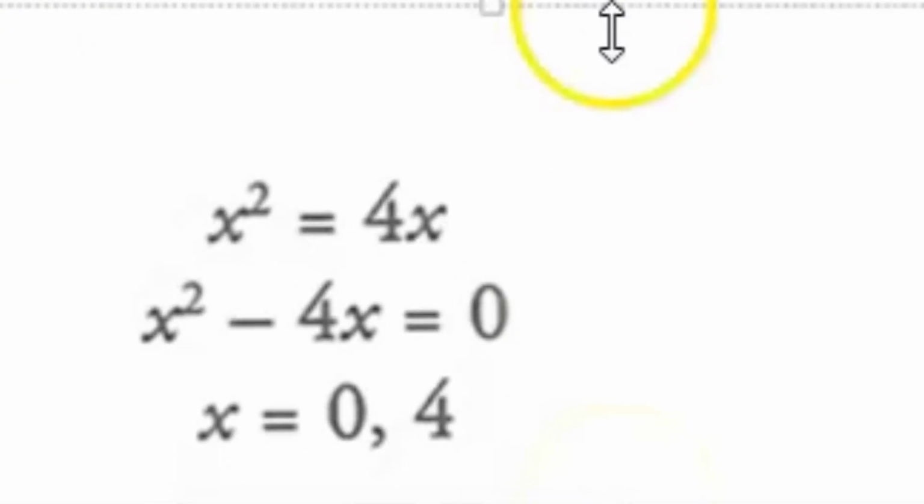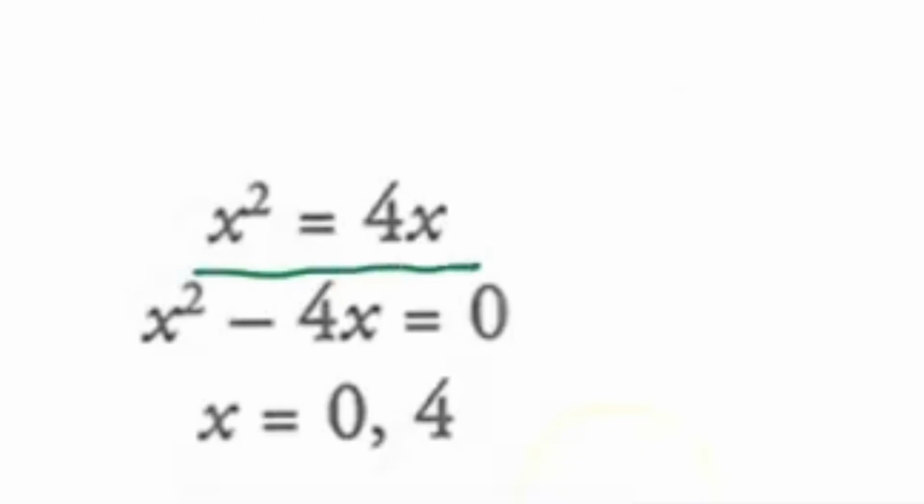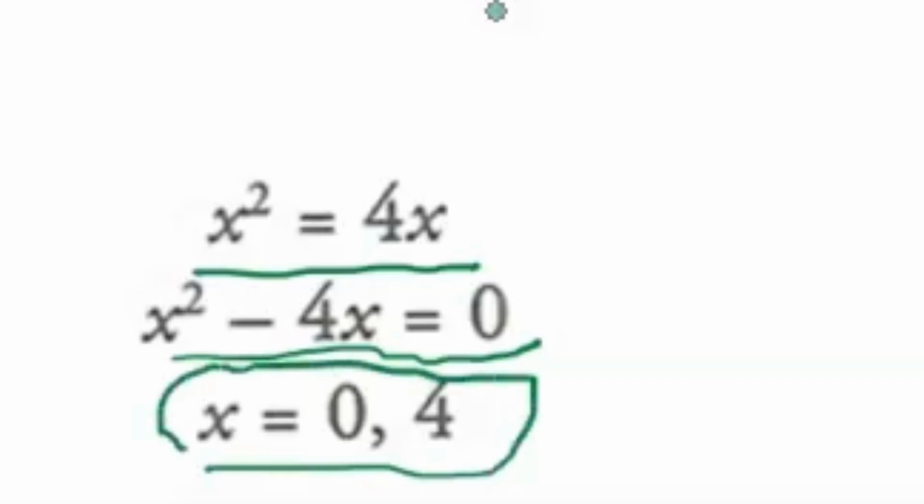We equate the two curves: x square equals 4x. From that we factorize: x square minus 4x equals 0. We get two values for x, x equals 0 and x equals 4. After getting these, let's go for the figure.